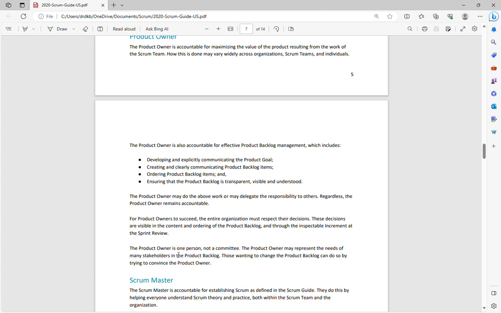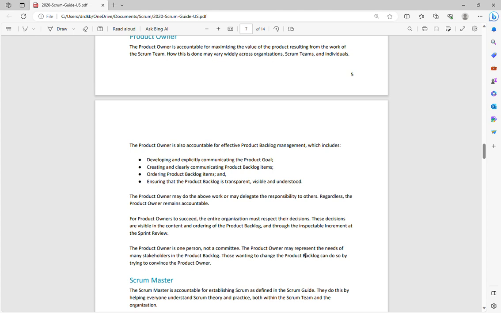Next is: the product owner is one person, not a committee. The product owner may represent the needs of many stakeholders in the product backlog. Those wanting to change the product backlog can do so by trying to convince the product owner. Now, the product owner here is a single person, and he would be communicating with the multiple stakeholders.